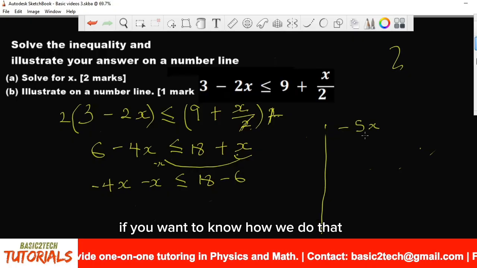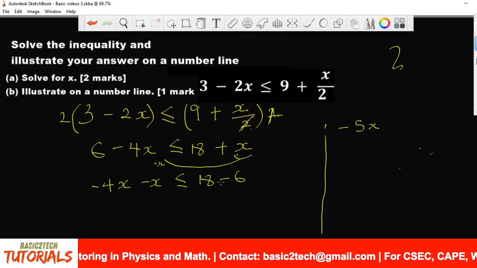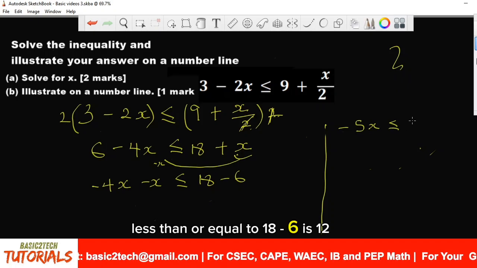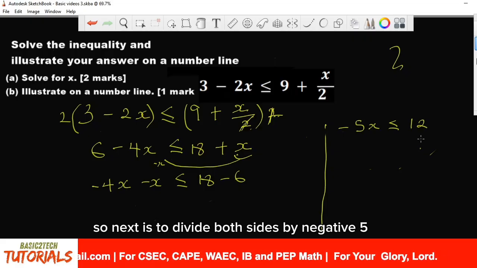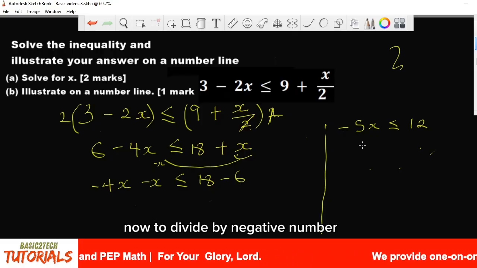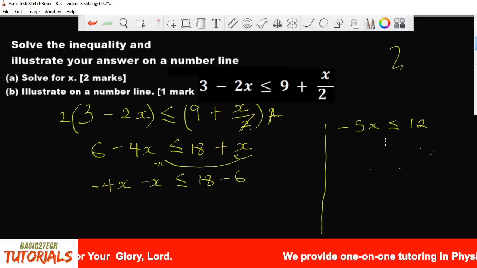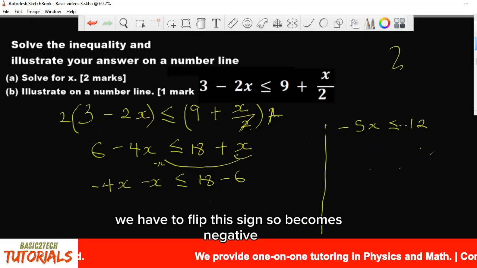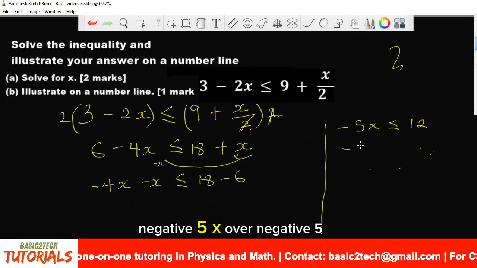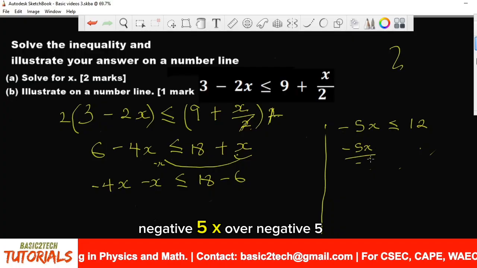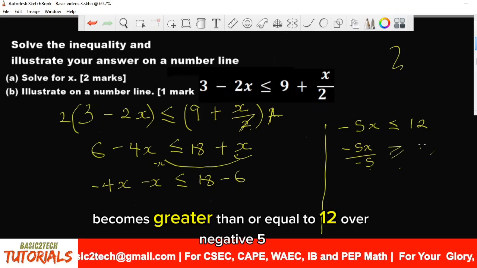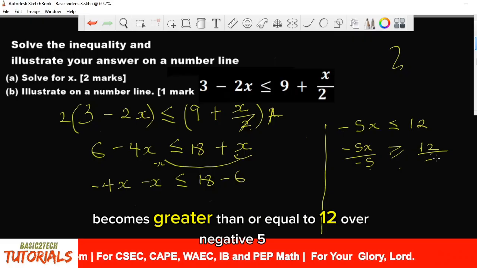If you want to know how to do that, you can click the video on your top left. Less than or equal to 18 minus 6 is 12. So next is to divide both sides by negative 5. Now, to divide by a negative number, we have to flip this sign. So it becomes negative 5x over negative 5. This sign we flip becomes greater than or equal to 12 over negative 5.